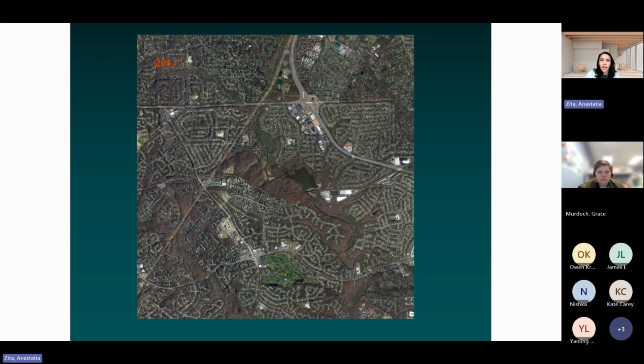So this is Lake Accotink in the 1960s. Yeah, this is it in the 1960s, and then that's it in 2017. But you guys were able to see all the different development, and all of that development puts a lot of pressure on different wildlife populations.